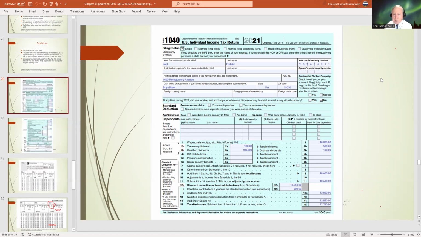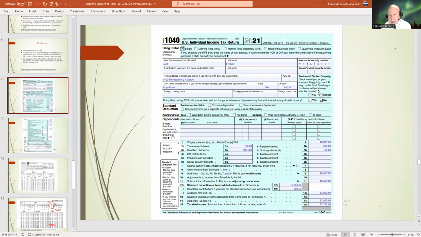So here we have a number I made up for Joel Embiid, just 987654321. That's here on the form. So whatever your number is, you would put that here. If you are married filing jointly, then you're going to put both numbers here along with your spouse's name. Then you're going to put your address, and I just happen to have Joel having the Rosemont address. So maybe he's a student here and we don't even realize it. All right, so you have your name, your Social Security number, your address.